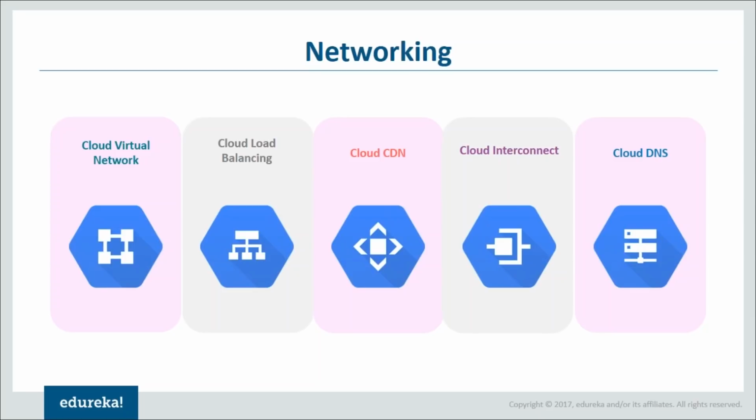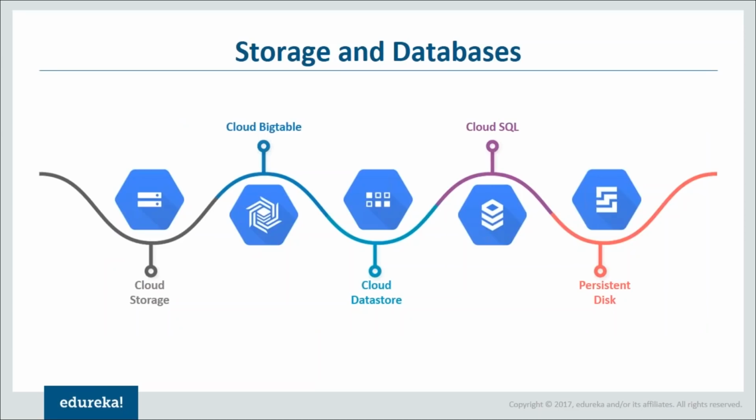Now coming on to Google Cloud DNS, it is a scalable, reliable, and managed authoritative domain name system service running on the same infrastructure as Google. It has low latency, high availability, and is a cost-effective way to make your applications and services available to your users. Cloud DNS is programmable. You can easily publish and manage millions of DNS zones and records using a simple user interface, command line interface, or API. Now moving forward to storage and databases.